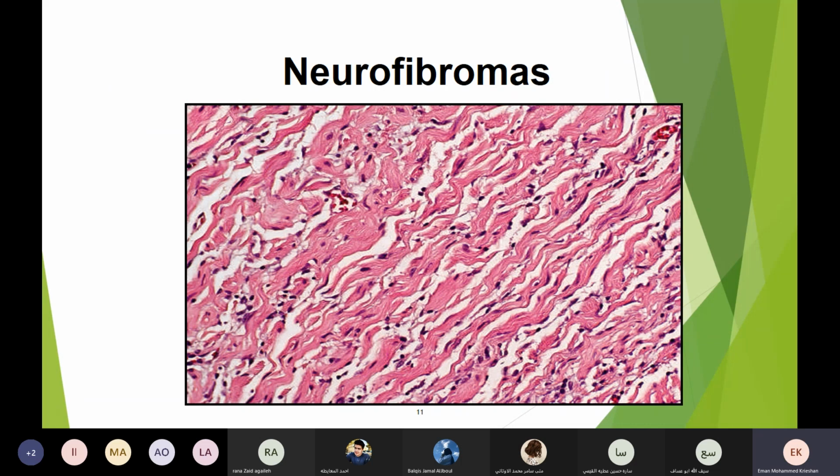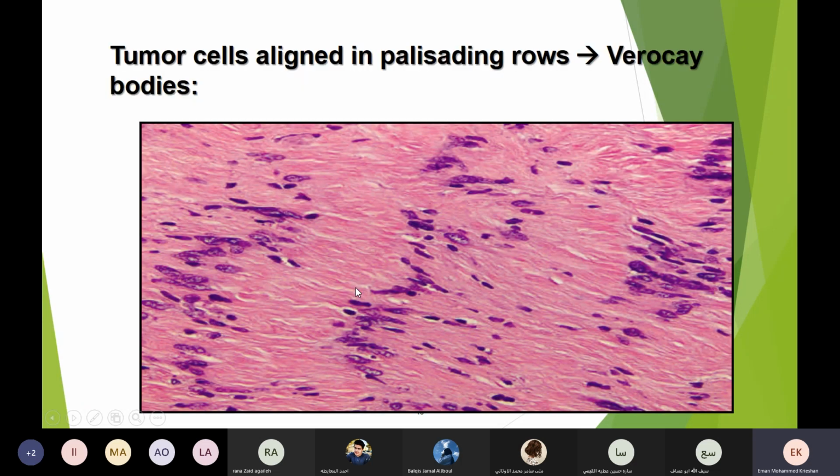The second benign tumor of the nerve sheath is neurofibroma. We have schwannomas and neurofibromas. Both are benign tumors. Schwannomas are composed of spindle cells, neuronal spindle cells, while neurofibromas are composed of neuronal cells and fibroblasts. So neurofibroma. Fibro, it means fibroblast. And there is collagen in between. So this is different from this.